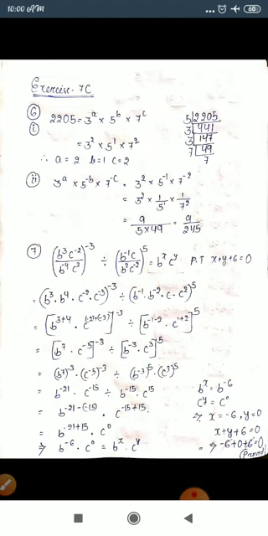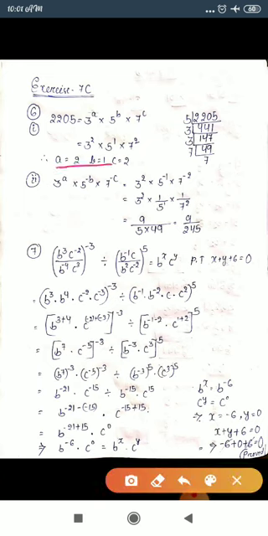So you got the values of A, B and C: A equals 2, B equals 1 and C equals 2. Because 3 to the power 2 is A, 5 to the power 1 is B, and 7 to the power 2 is C. Now students, just see the second part: 3 to the power A into 5 to the power minus B into 7 to the power minus C. That means 3 square, in place of A put 2, in place of B put 1, and in place of C put 2.